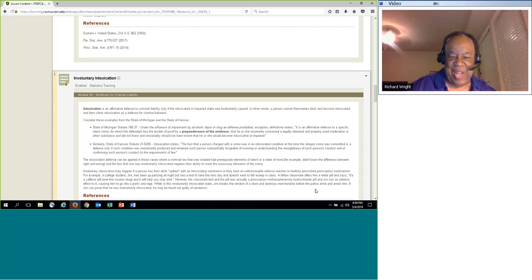The state of Michigan, the one I like especially, says under the influence or impairment by alcohol or drug, defense prohibited, exception. The definition states it is an affirmative defense to a specific intent crime, to which the defendant has the burden by preponderance of the evidence to prove that they voluntarily consumed a legally obtained and properly used medication and did not know, or reasonably should not have known, that it would cause them to be intoxicated.